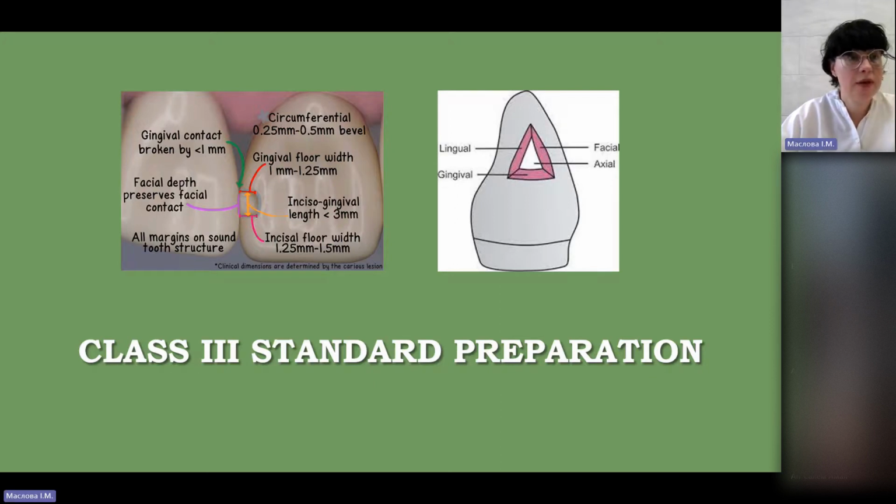Return to the scheme. Put your attention on this scheme. Gingival contact broken by less than 1 millimeter. Facial depth, preserve facial contact. And remember, please, that you have to put the matrix for separation of the intact surface. For example, on this photo you see the intact surface of the adjacent tooth, and you see the axis to the proximal dental or carious cavity. All margins on sound tooth structures.